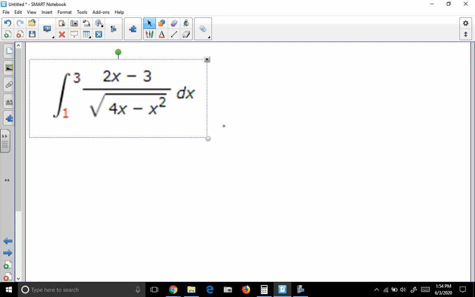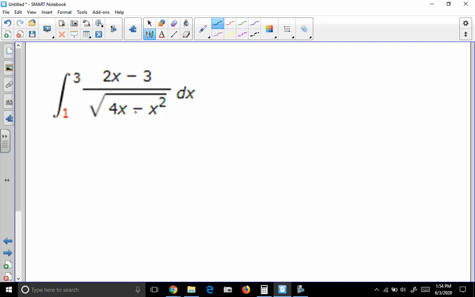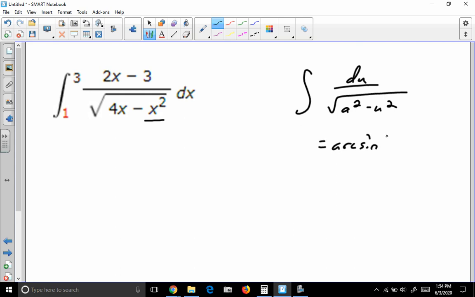So let's do one more. Notice on this one we have a square root on bottom, and our square part is negative. The formula that we had that had a square root on bottom and the variable part that was squared as negative had an a squared minus u squared on bottom. So which one had the a squared minus u squared? That's the one that gave us arc sine. So we want to see, can we rewrite this as a squared minus u squared?